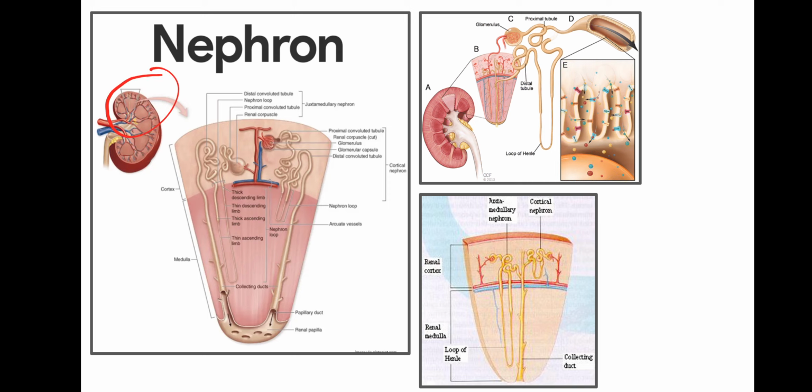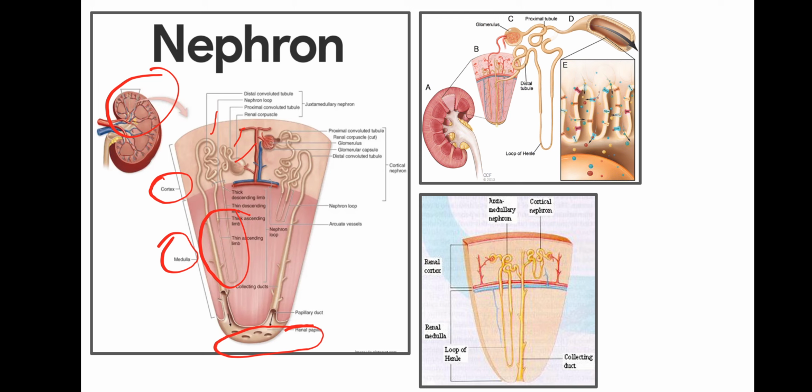If you zoom in here, you get this. This is what I said just now. The cortex mainly contains your Bowman capsule, convoluted tubule, and then proximal tubule. Then the collecting duct and the loop of Henle are both in the medulla. The collecting duct starts from the cortex and goes down into the ureter. You can see this part is going down to the ureter.